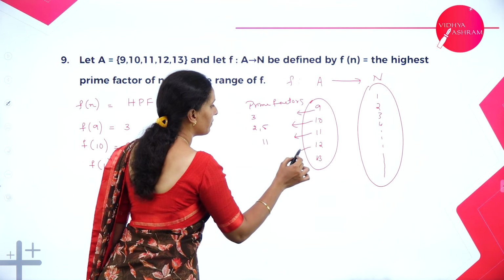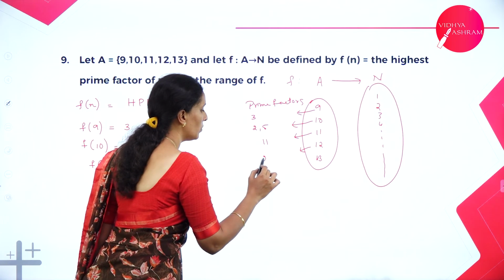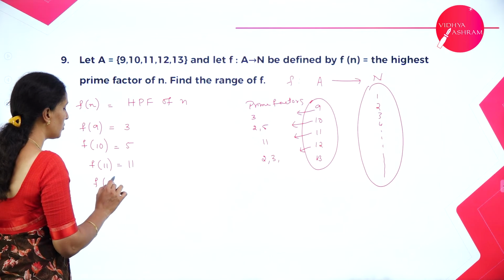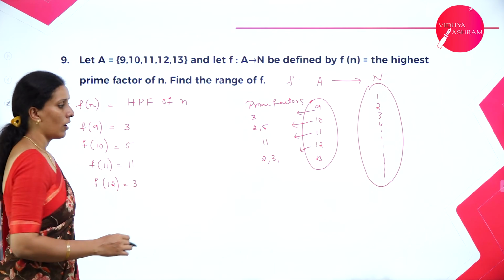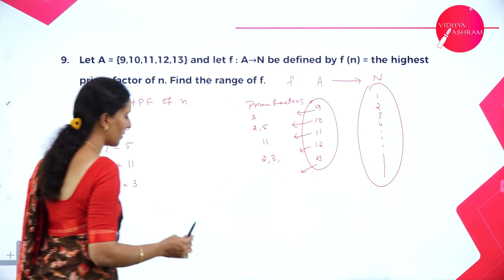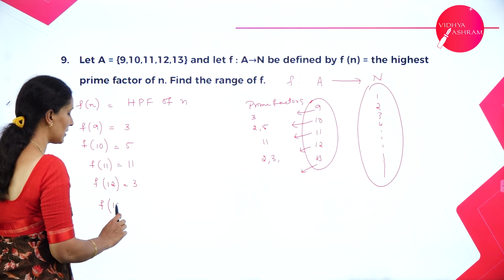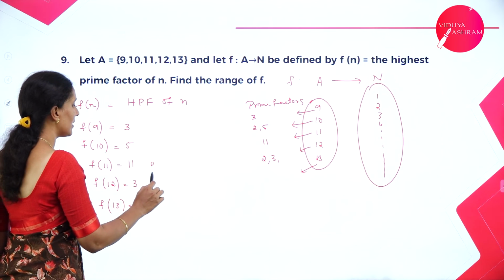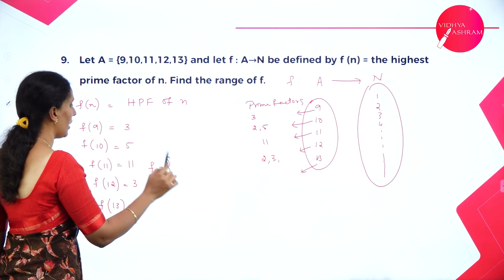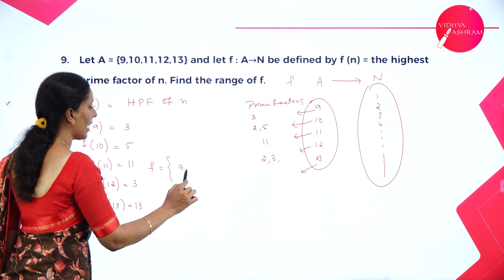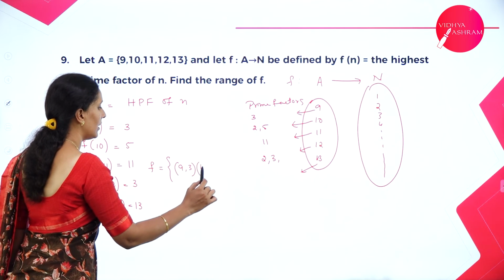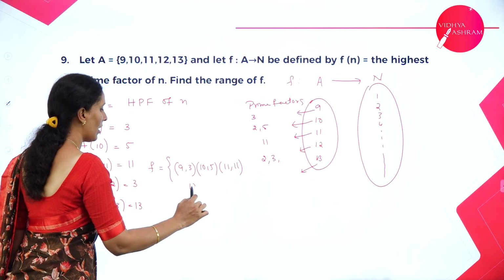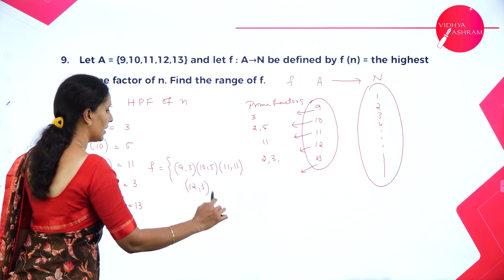Next, what is the highest prime factor of 12? We have 2 and we have 3. So the highest prime factor of 12 is 3. Next, we have 13, which is a prime number again. So the highest prime factor of 13 is 13 itself. So you can clearly see here, if I write this in the form of a set of pairs, we can write 9, 3; 10, 5; 11, 11; 12, 3; and 13, 13.